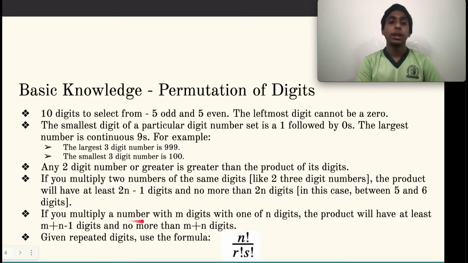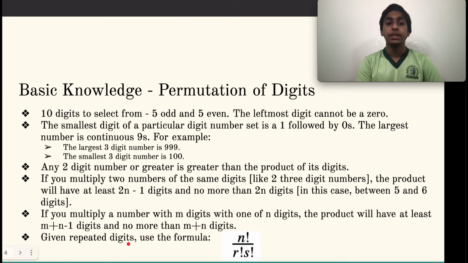If you multiply a number with m digits by one with n digits, the product will have at least m plus n minus 1 digits and no more than m plus n digits. Similar to this, if you multiply one with 2 digits times one with 3 digits, you know that it has to be at least 4 digits, but no more than 5 digits.